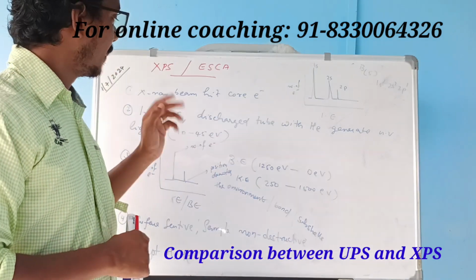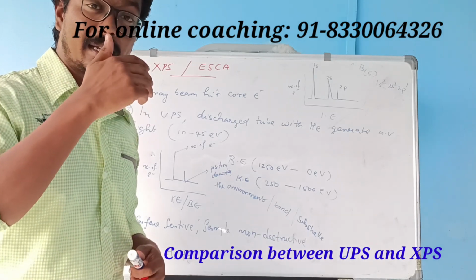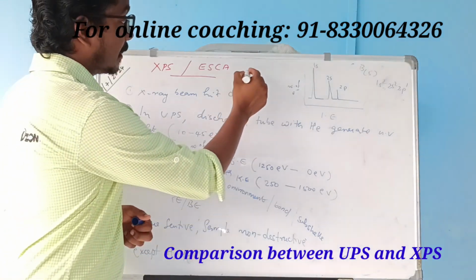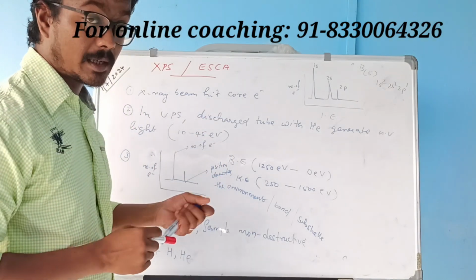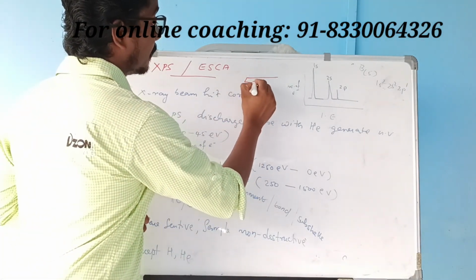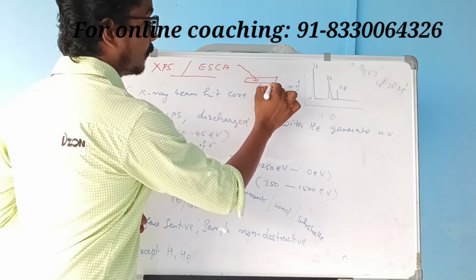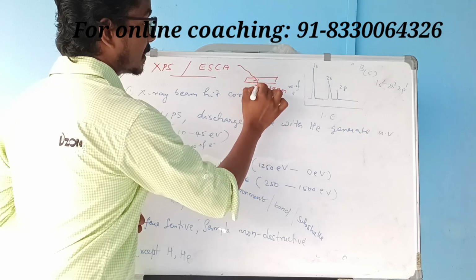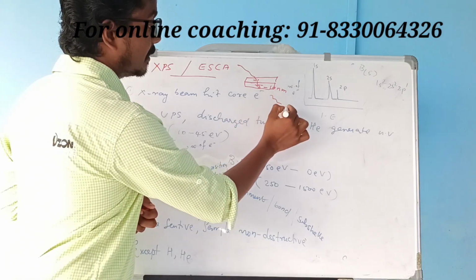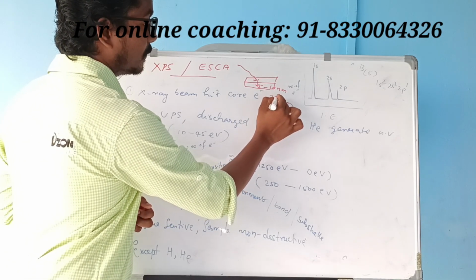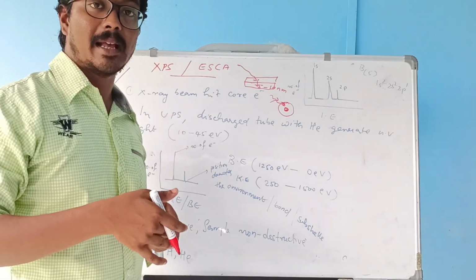Moving on to the concluding part. We know that X-ray beams are very high in energy, so they hit the core electrons. As a result, we can study the surface of the sample, surface analysis of the sample. If X-rays hit, we can study up to a depth of 5 to 10 nanometers below the surface. That's the reason why it hits the core electron.